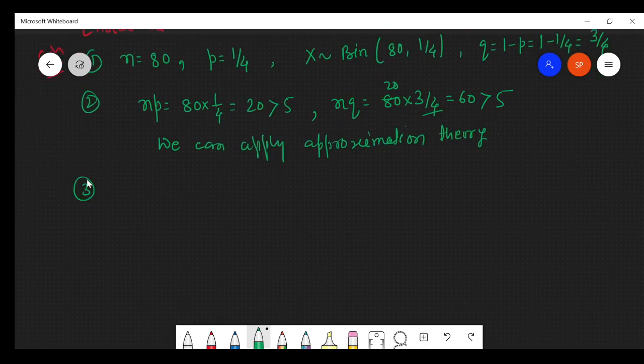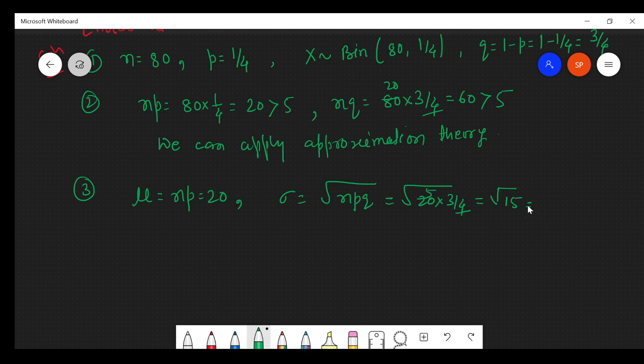Now the third step: find the value of mu. Mu is equal to np, so we directly write 20. And sigma is equal to the square root of npq, where np is 20 and q is 3/4, that gives 5, so we write the square root of 15. The square root of 15 is 3.873. Now X follows the normal distribution with mu 20 and sigma squared 15.